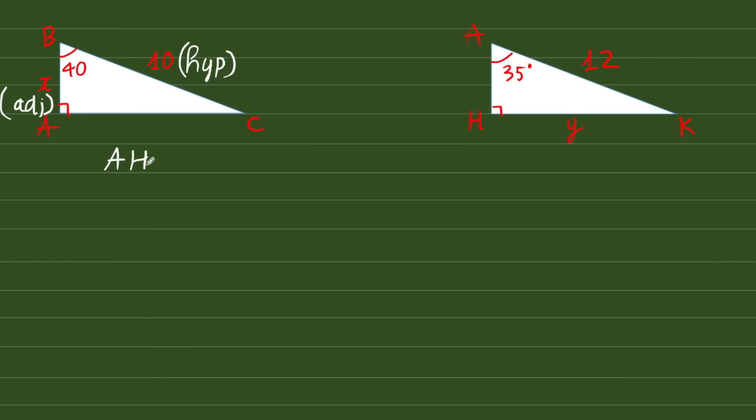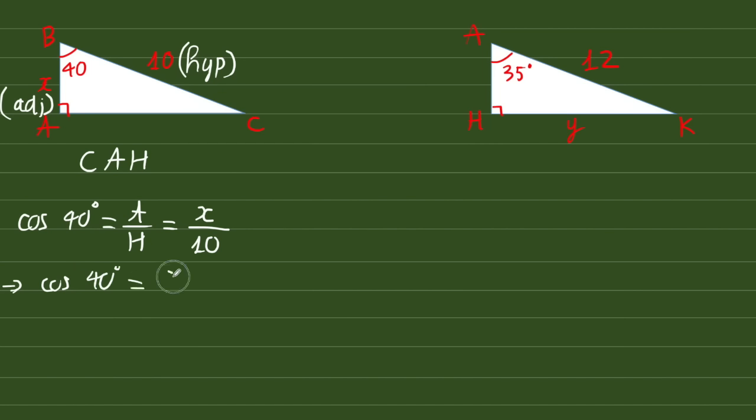You have adjacent and hypotenuse, so you have A and H. How about SOHCAH? Which one will you choose for the next step? Yeah, of course this is CAH. The question gives you the adjacent, the hypotenuse and the angle, so I will use the cosine formula. Cosine of 40 will be adjacent divided by hypotenuse. The adjacent is x, and the hypotenuse is 10. So you get cos 40 equal to x over 10.